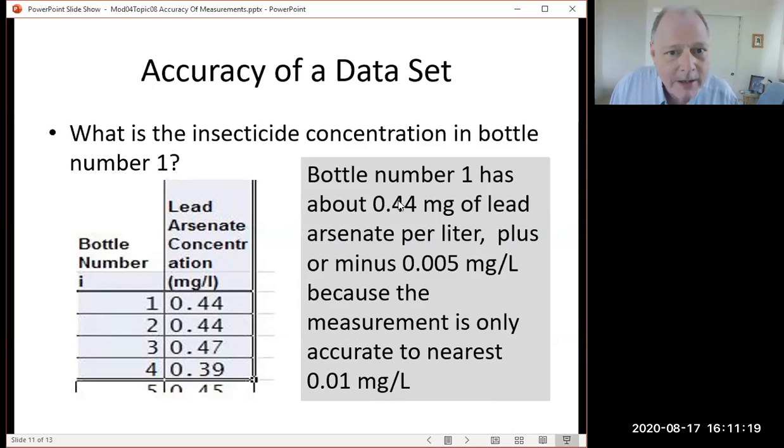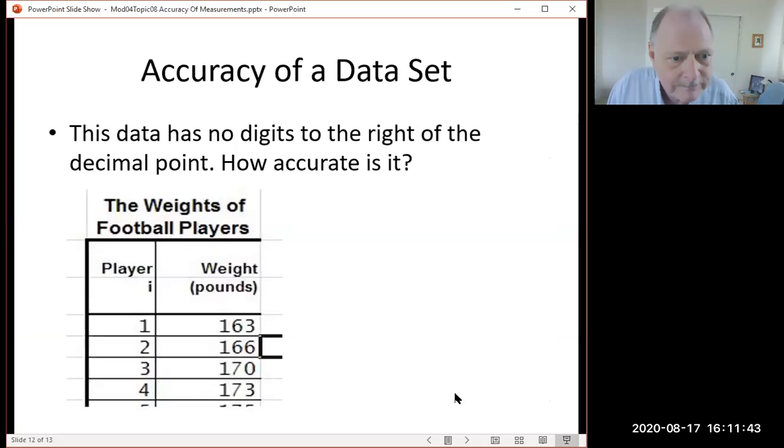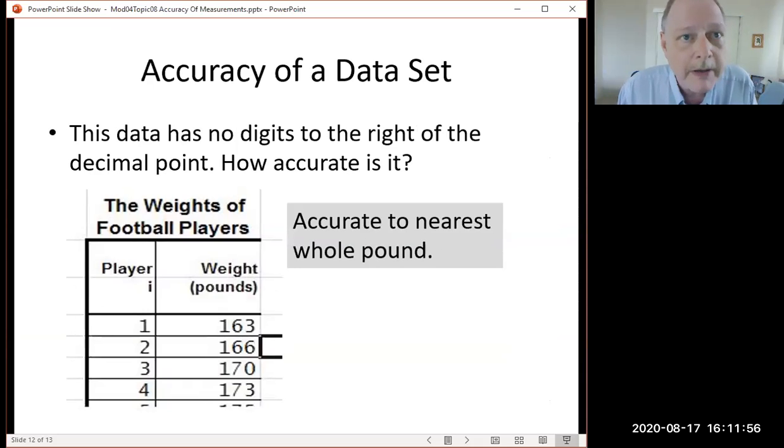So that first bottle, number 1 in the data set, has a concentration of about 0.44 milligrams per liter, plus or minus 0.005 milligrams per liter, and it is accurate to the nearest 1/100th of a milligram per liter. Now this data has no digits to the right of the decimal point. How accurate is it? How do you say that? You can say it's accurate to the nearest whole pound.